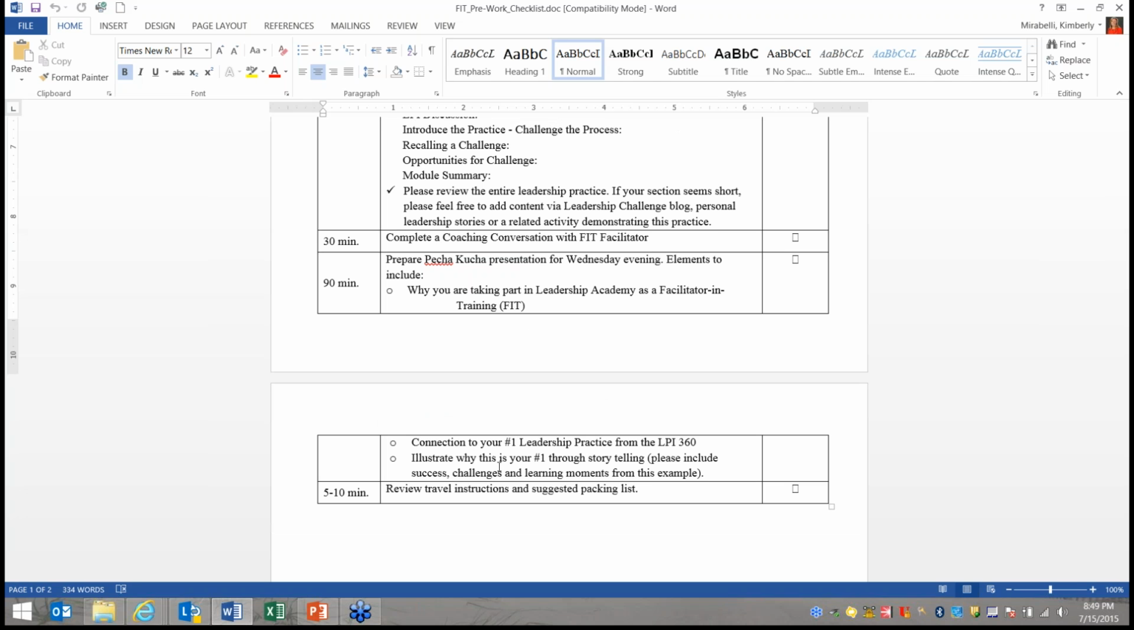And then the final piece is to review the travel instructions and suggested packing list. So if you haven't been to Leadership Academy in a few years, you might need a refresher. I always inevitably forget something, but that won't need to be done until probably the week of Leadership Academy, so you know what the weather's going to be like, so you know how many layers and how much rain gear you need to bring, because as you know, everything happens rain or shine. So that is the pre-work checklist.